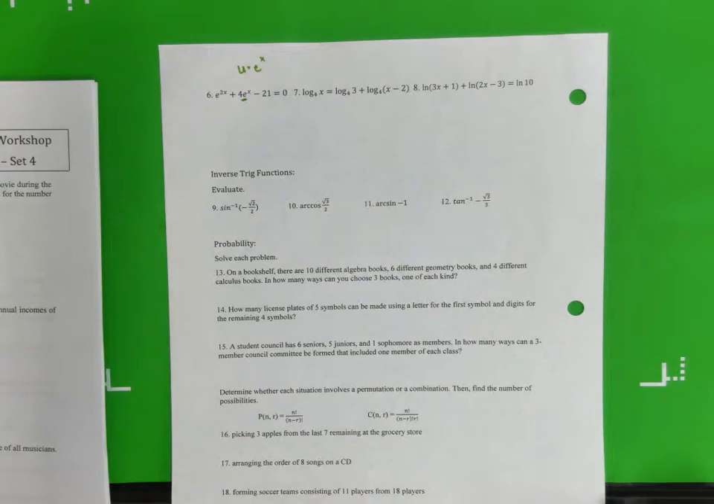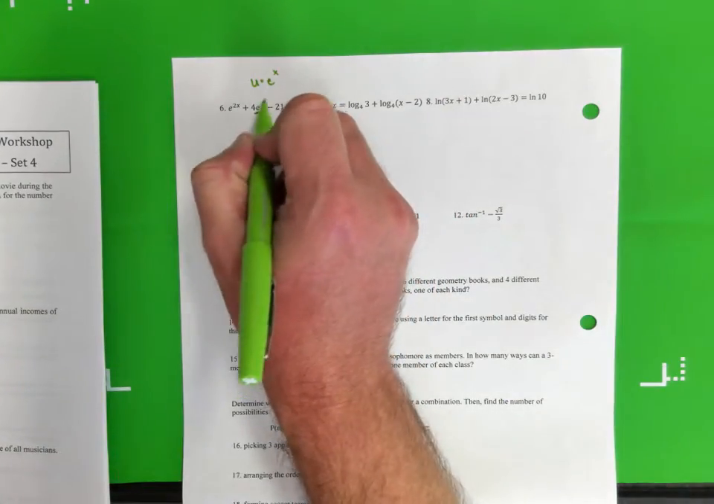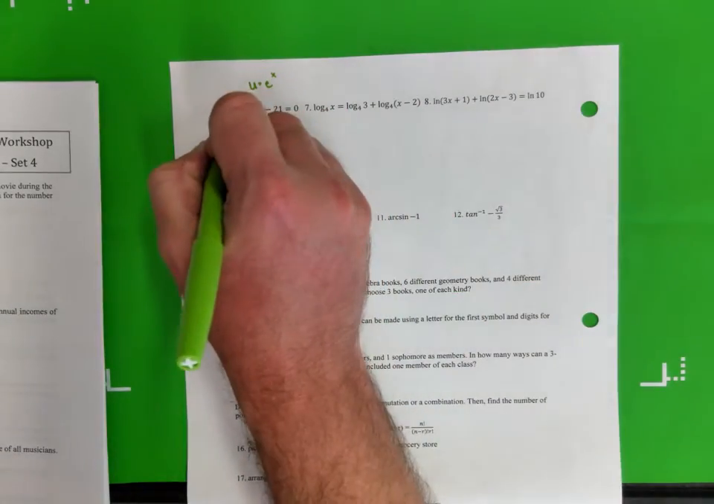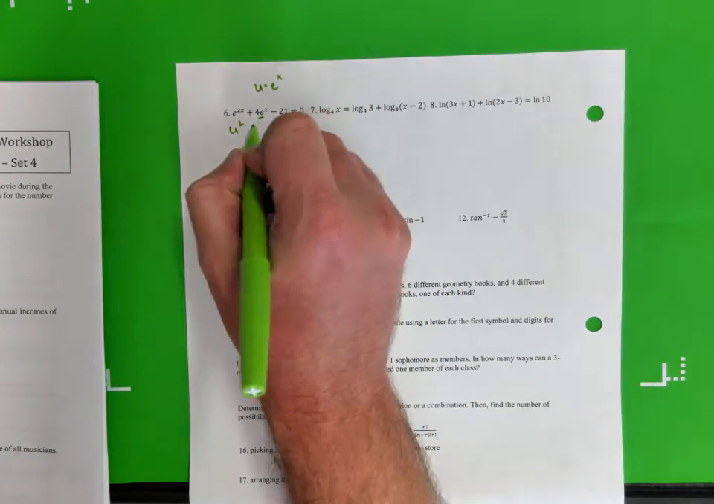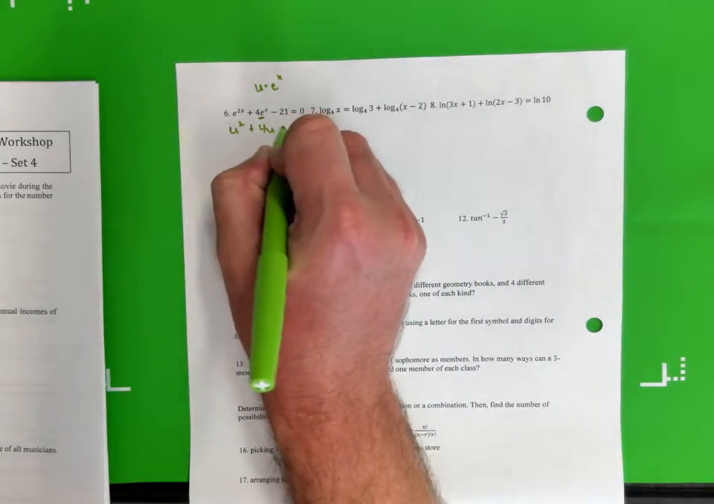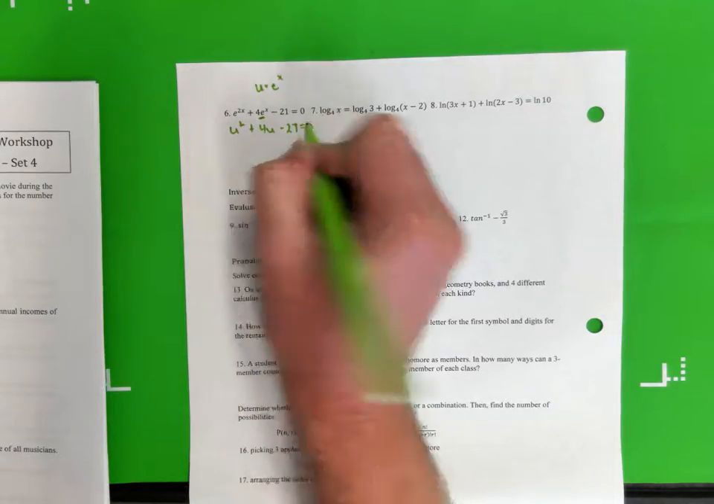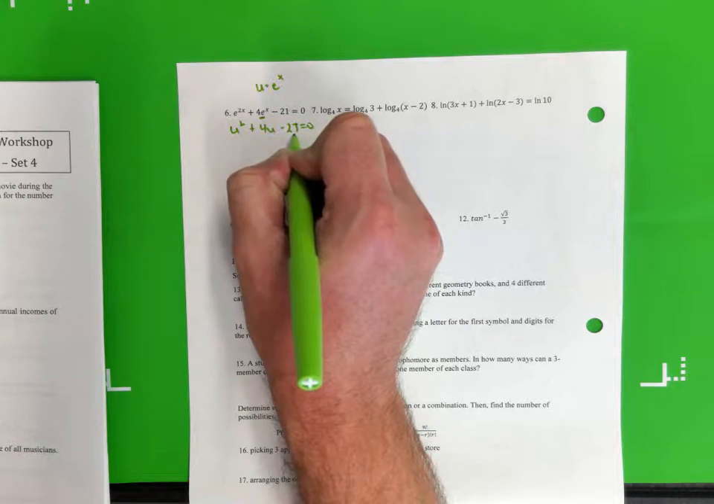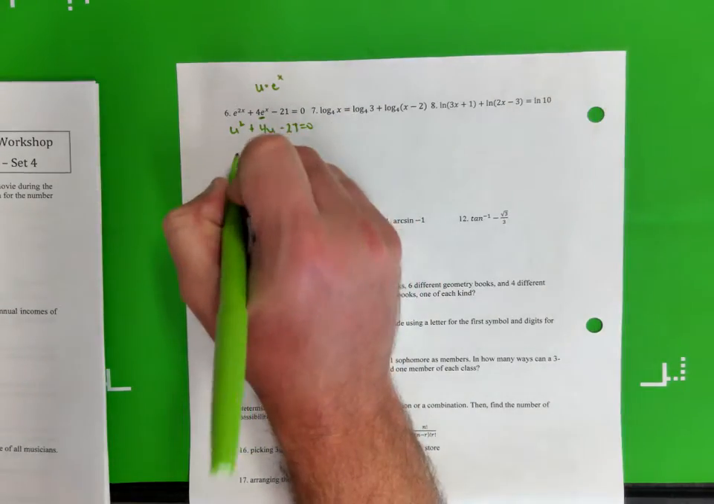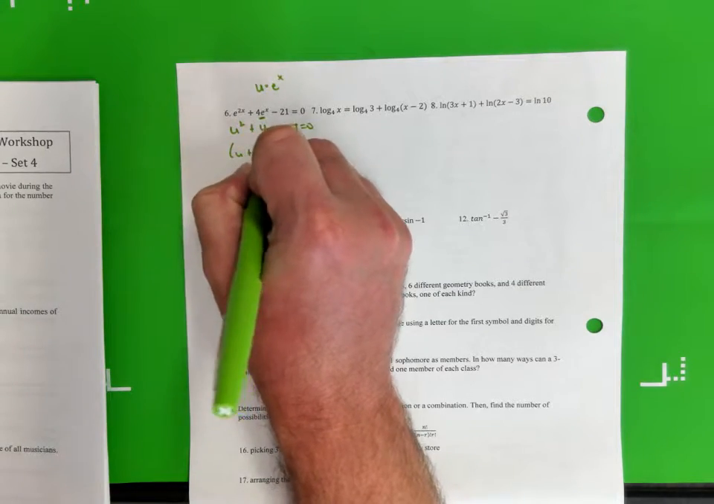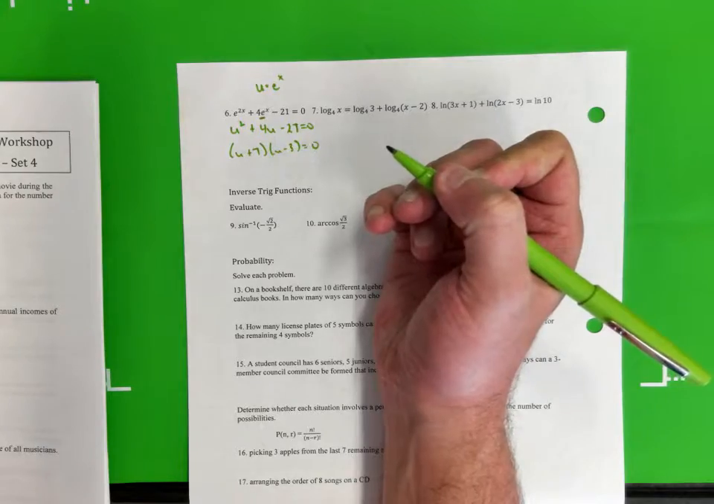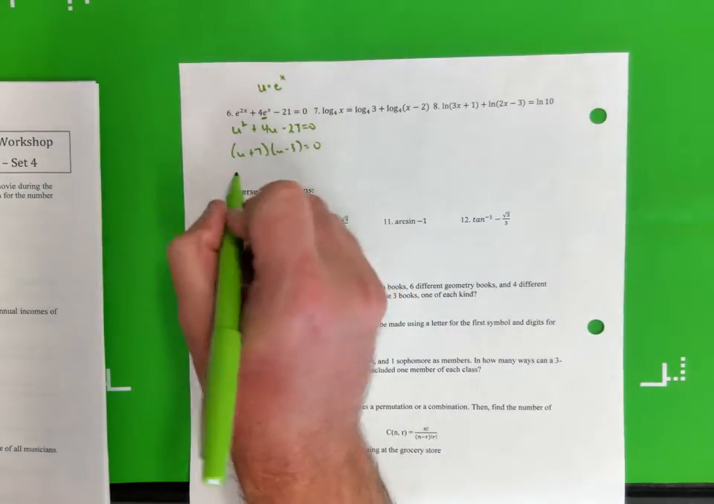Alright, so I let u equal that middle term, e to the x. So I'm going to go back and put u squared plus 4u minus 21 equals 0. So it's got to multiply to give you what? Negative 21 and add to give you 4. So that's going to be u plus 7 and u minus 3 equals 0. Now you go back in at this point and put e to the x.